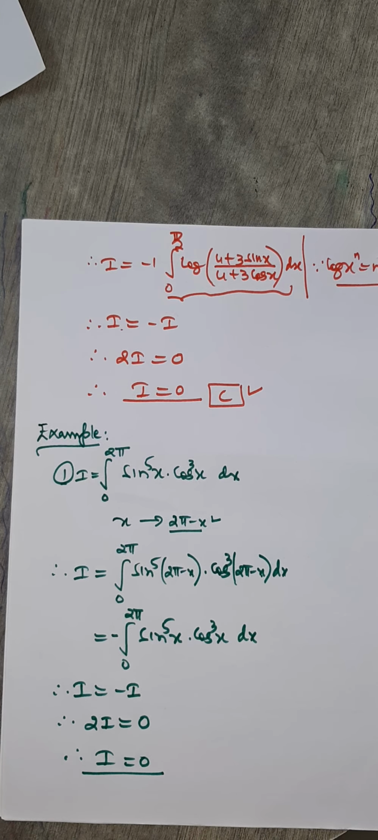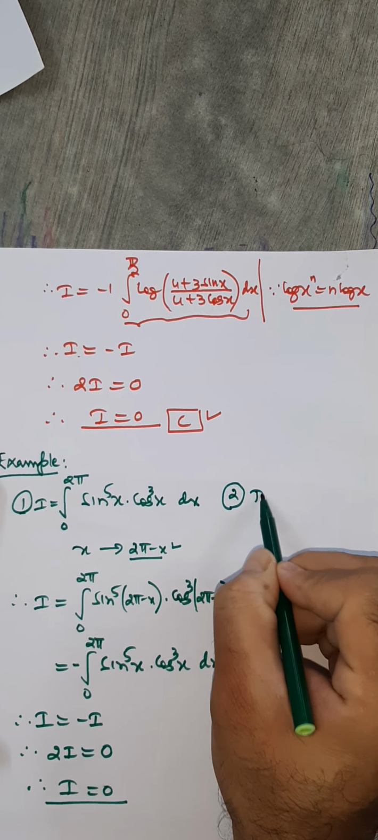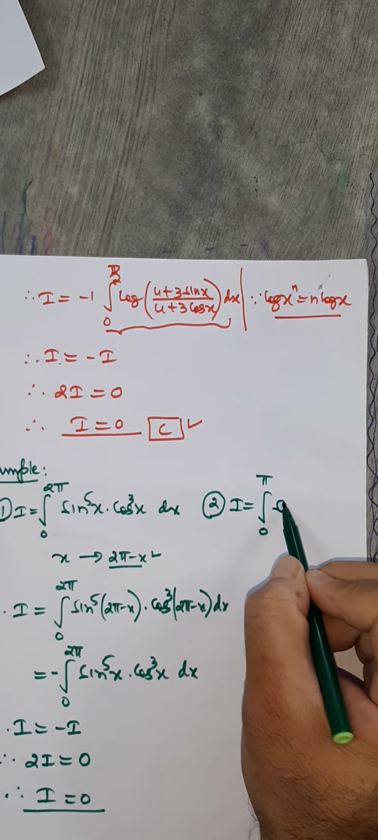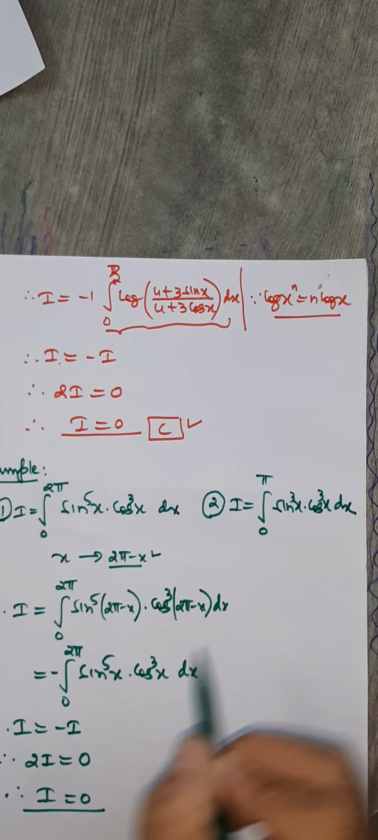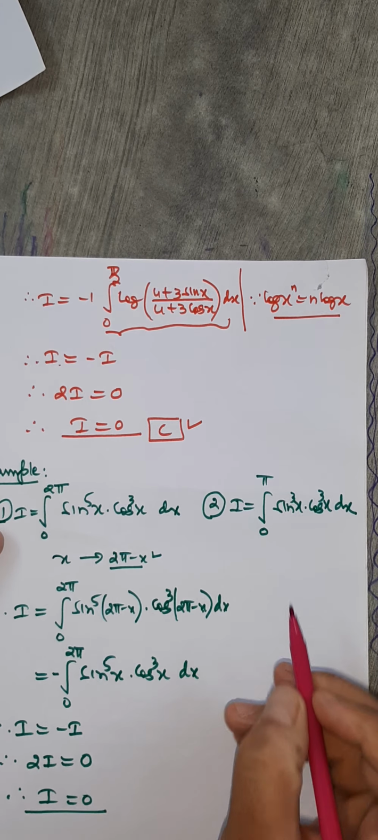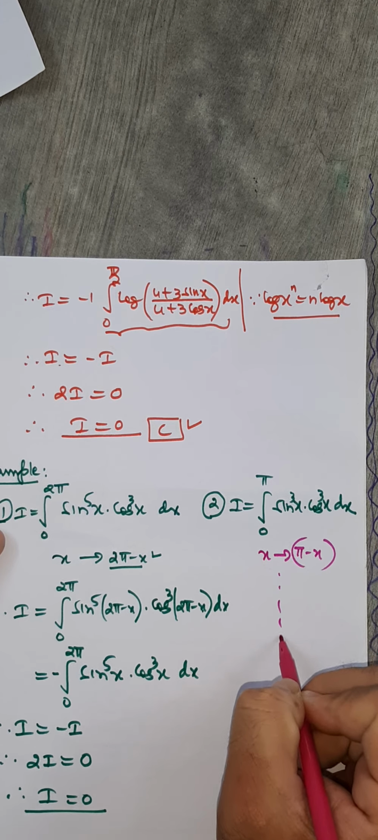Okay, you can try the same way this question. I equals integral 0 to pi sine cube into cos cube. You know how to do this question in indefinite integral. If you remember, multiplying and dividing by 8, that's one way of doing this, but here use that result. Replace x by pi minus x. Very easily you will get the answer. Just try this.